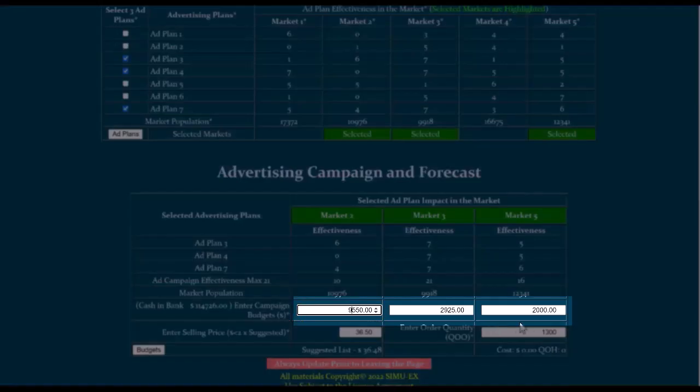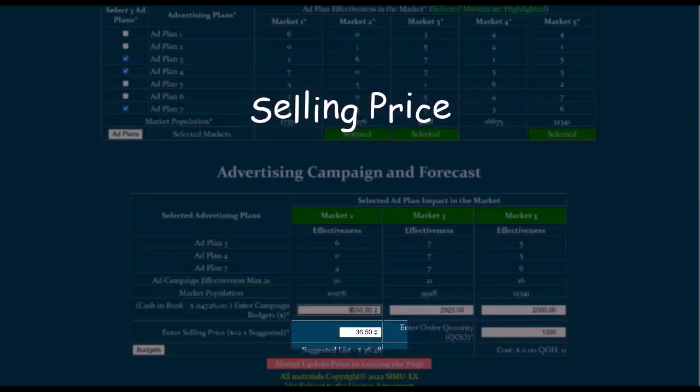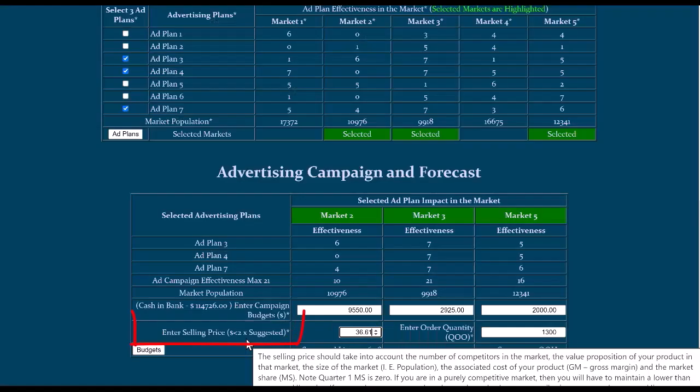So once I've made my budgetary decisions on my promotional dollars, that is my advertising dollars promoting the product in the various markets, the next step is to determine what is my selling price. If I believe my product has a high value proposition across all 3 markets, then I really can go ahead and sell it above the list price.